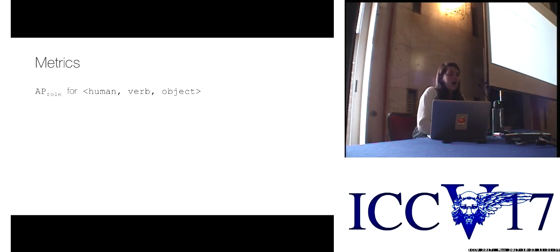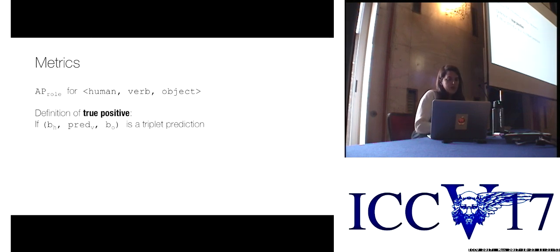So further on, how do we evaluate human-object interactions? So for object detection, we compute AP for every object separately. Here, we will also compute AP, but for every interaction. So what is important here is to understand how to define a true positive.